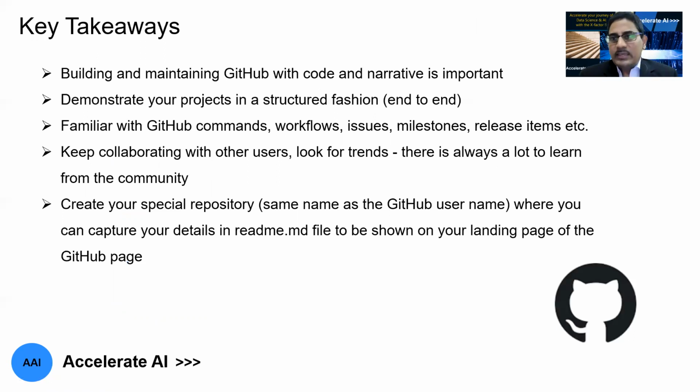So coming on to the key takeaways, building and maintaining the GitHub with code plus narrative is important. It's not just the code, you should have the narrative. Then you demonstrate your projects in a structured manner end to end. You can have those in some of the points that we have mentioned, so that whatever experience that you have in past projects or use cases, you can capture them well and in a defined manner. Then you have to get yourself familiar with the GitHub commands, workflows, issues, milestones, release items, all of these that you can check through, so that when you're actually doing it, it makes much more sense.